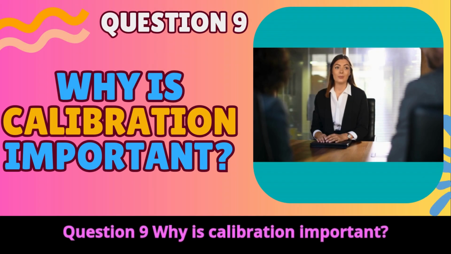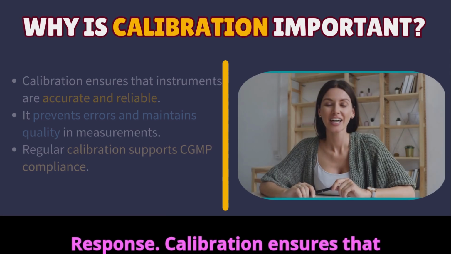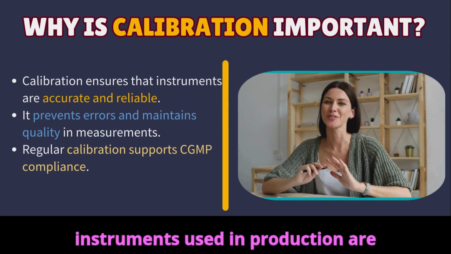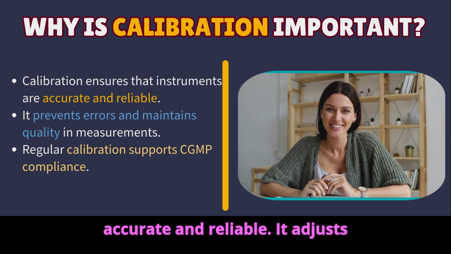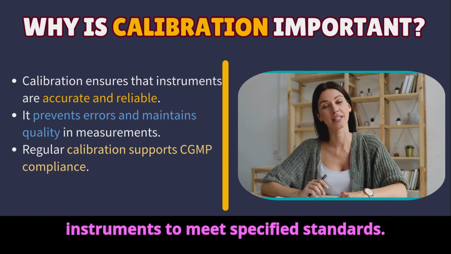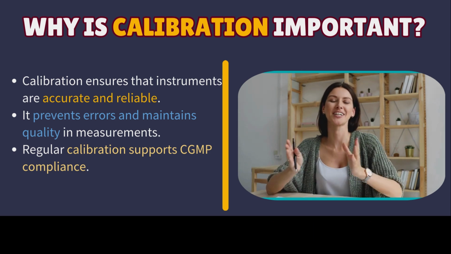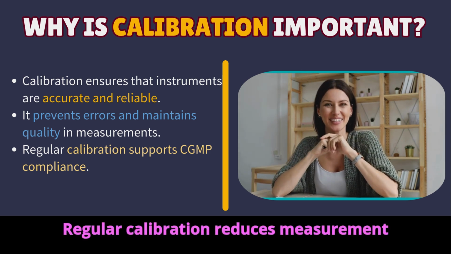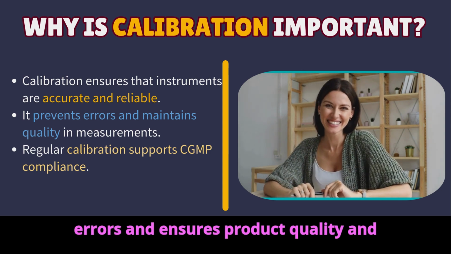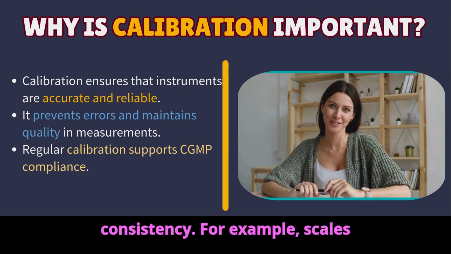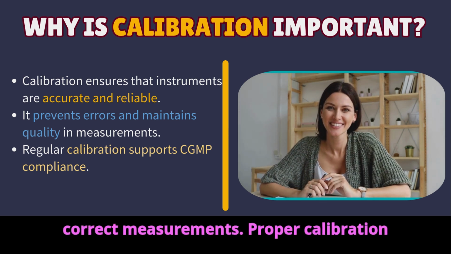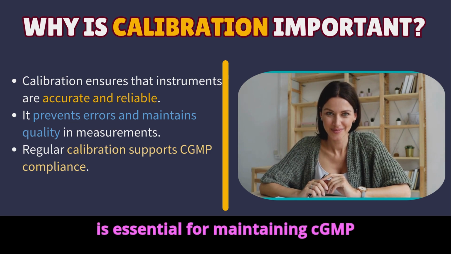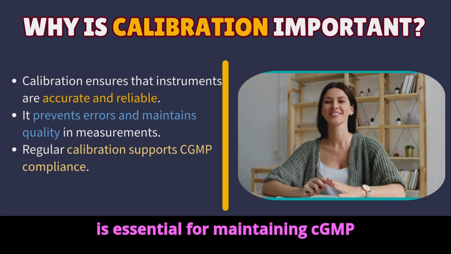Question 9. Why is calibration important? Response. Calibration ensures that instruments used in production are accurate and reliable. It adjusts and verifies the performance of instruments to meet specified standards. Regular calibration reduces measurement errors and ensures product quality and consistency. For example, scales and thermometers are calibrated to ensure correct measurements. Proper calibration is essential for maintaining cGMP compliance.